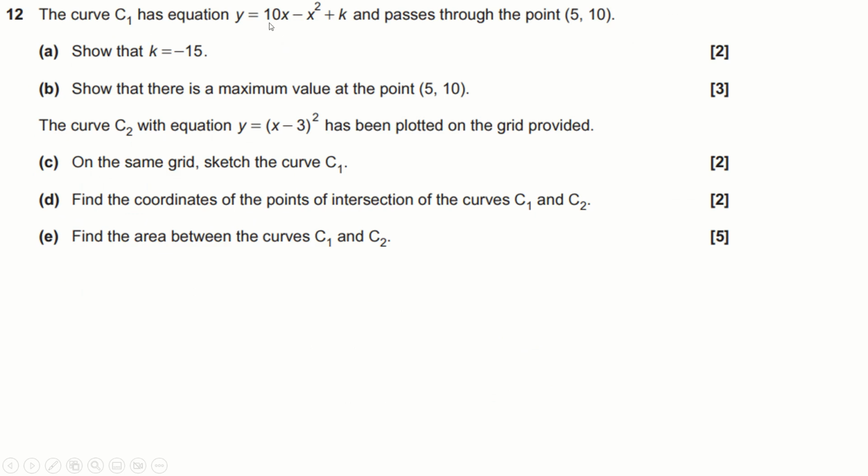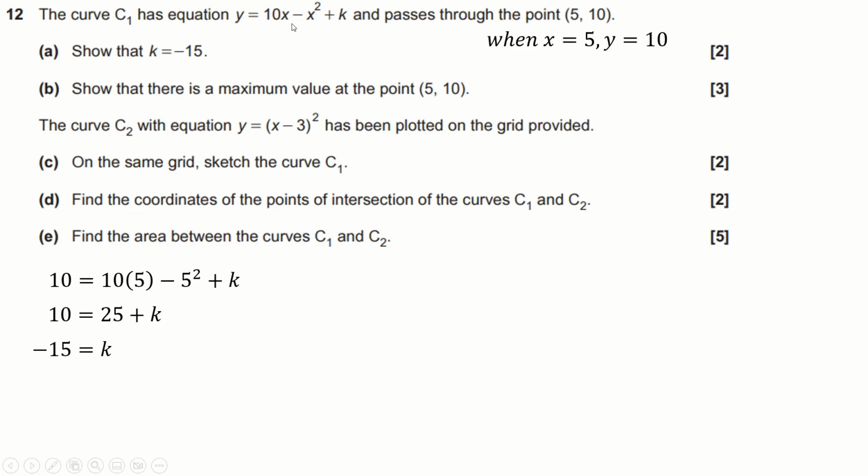Good. Question number 12. So we've got this point. Show that k is this. Well, if it passes through that point, that means when x is 5, y is 10. So we just put that into there, and we find k is minus 15 pretty quickly.